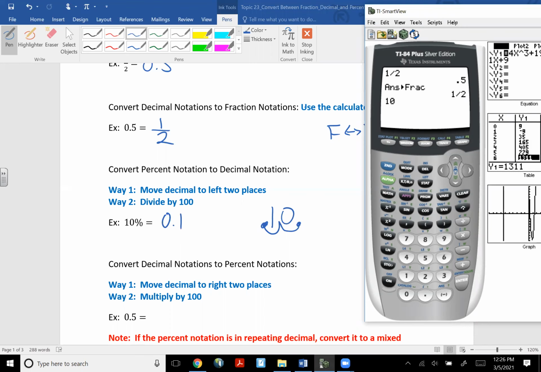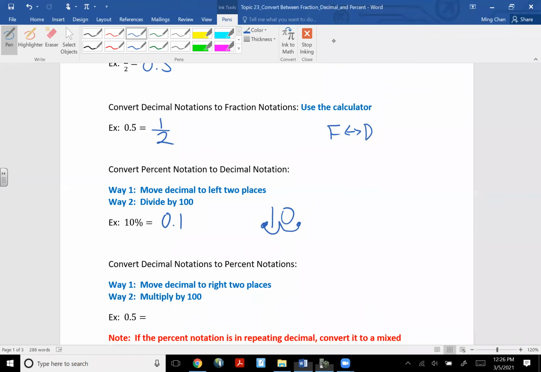So type your percent number, don't type in the percent symbol, okay? Try not to use the percent symbol on the scientific calculator. Actually, try to remember, if you start with a percent and you want a decimal, you divide by 100 or move the decimal to the left two places. 0.1, same thing, okay?